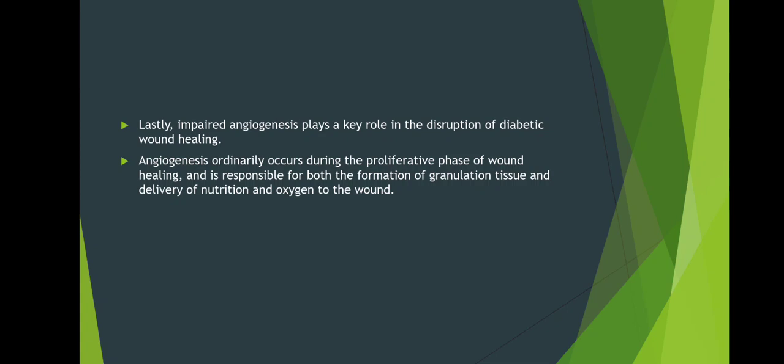Lastly, impaired angiogenesis plays a key role in the disruption of diabetic wound healing. Angiogenesis ordinarily occurs during the proliferative phase of wound healing and is responsible for both the formation of granulation tissue and delivery of nutrition and oxygen to the wound. So, when angiogenesis is impaired in a patient with diabetes, these functions will not occur, which leads to disruption of the wound healing process.